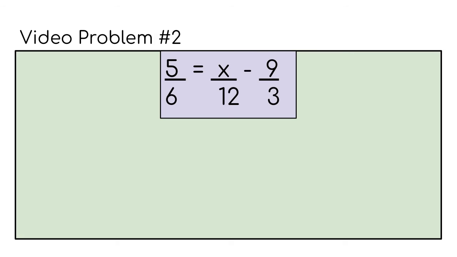So this one here, we want to figure out the least common multiple between 6, 12, and 3 so that we can multiply by the same number, leaving us with all whole numbers. So go ahead and figure out what the least common multiple is. Pause the video and then come back.